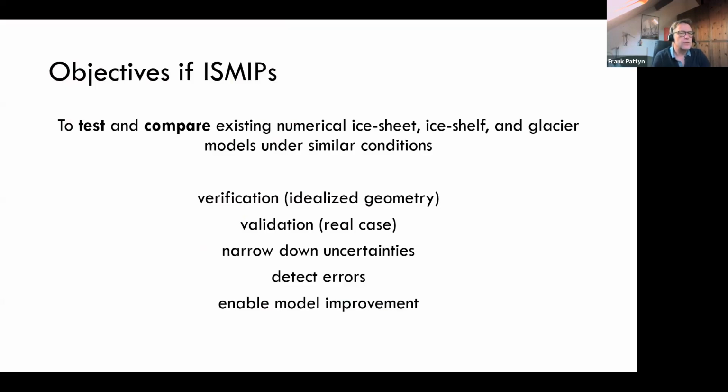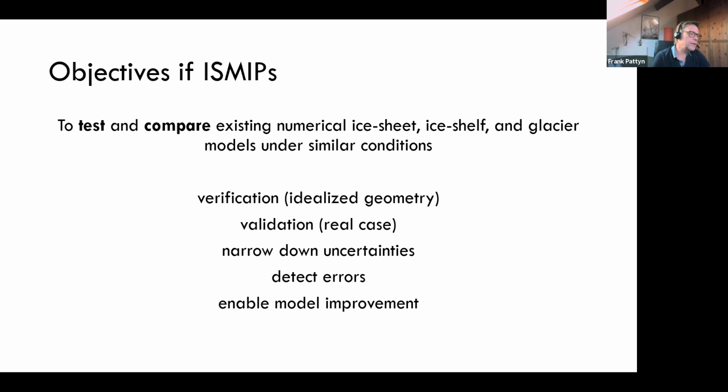Now, what are the objectives of ice sheet model intercomparisons? First of all, it's to test and compare existing numerical ice sheet, ice shelf, and glacier models, but more specifically under similar conditions that allow a comparison between them. There are different sets of comparisons that can be done. You have those that are mostly focused on verification. It's typically an idealized geometry, and verification means that you also have some analytical solutions under idealized cases to which you can compare and verify a numerical solution.